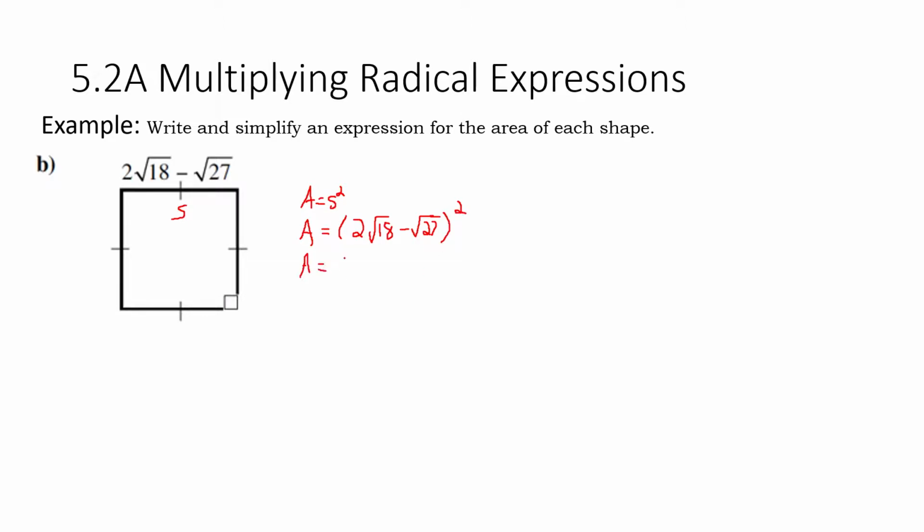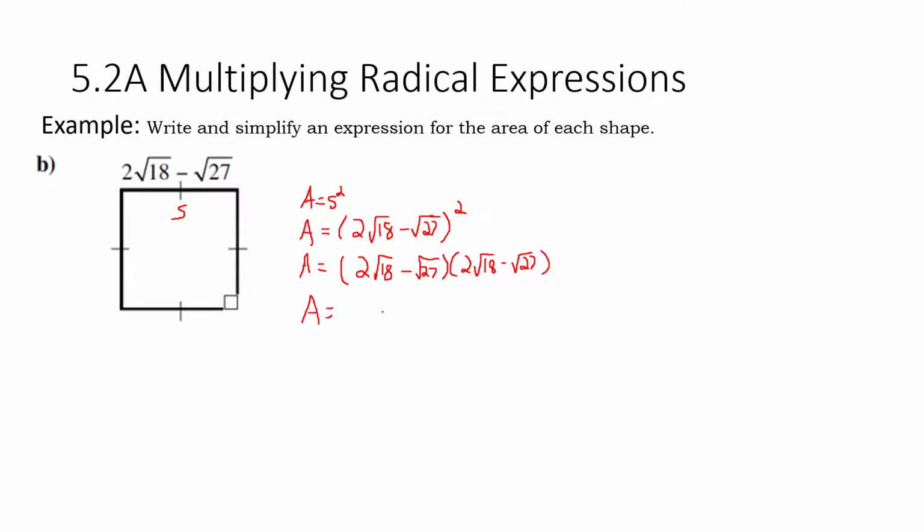Let's expand it. 2 root 18 minus root 27, and times another one, 2 root 18 minus root 27. And now we multiply each of the terms with the others.